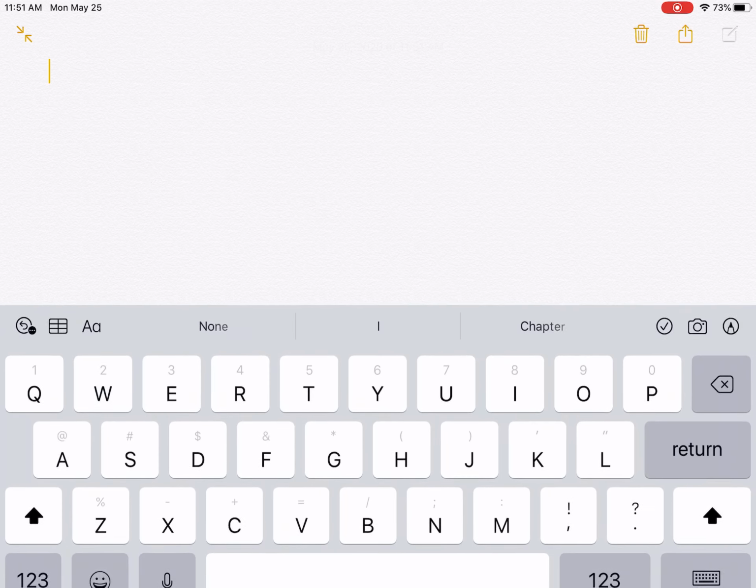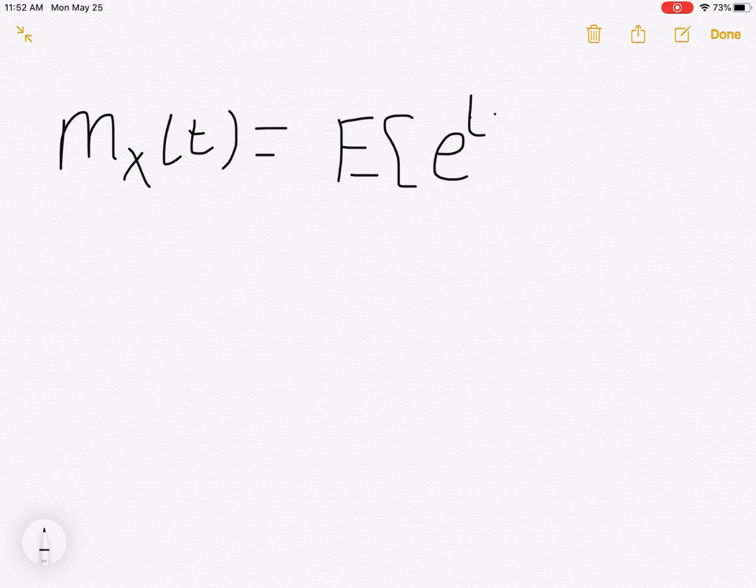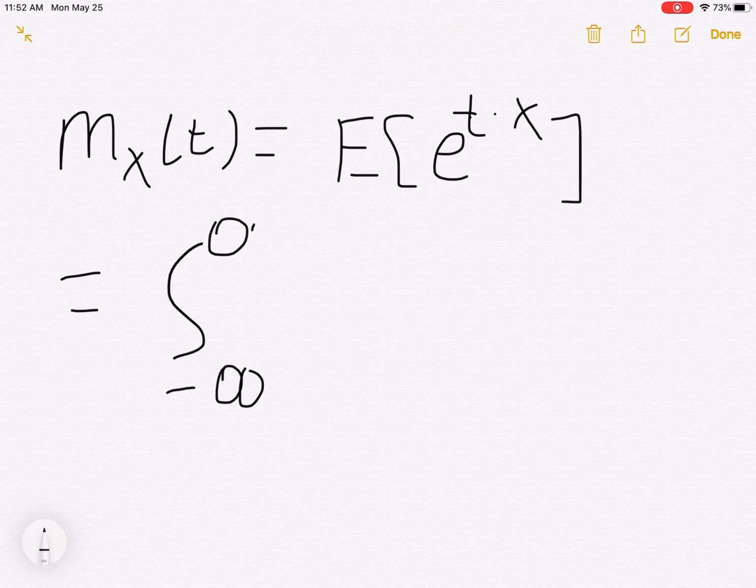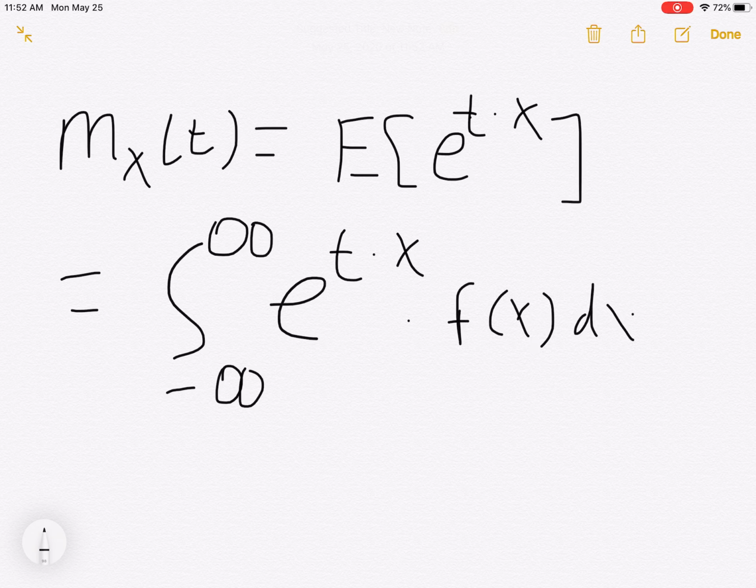And just a few more things. The moment generating function, that is an expected value of a function, e to the t times x. And this is going to be this integral from minus infinity to infinity of e to the t times x times f of x dx.